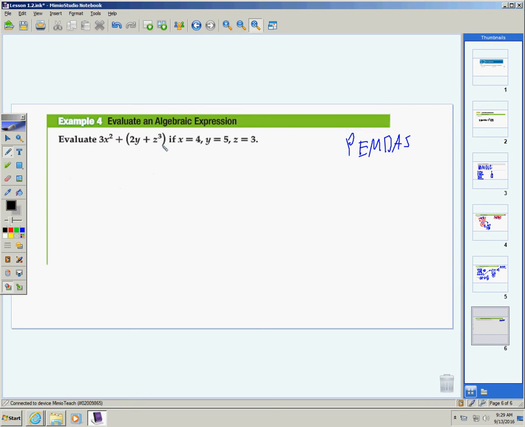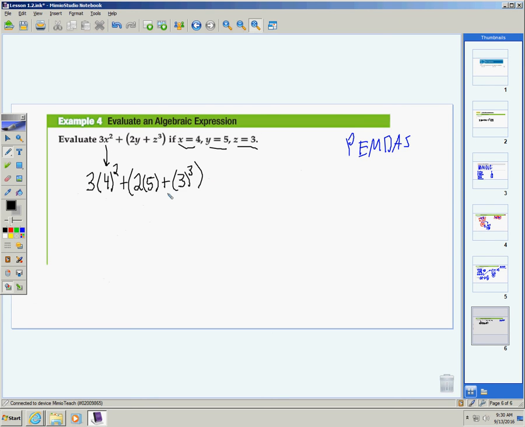Okay? First thing, they tell me what all these variables mean, which means I'm just going to plug in the values for each of the variables. But remember, whenever you plug in a value for a variable, you have to put it in parentheses. So instead of just having 3x squared, I'm going to have 3 times (4) squared. I just plugged in a value for that x. Plus, parentheses 2, plug in my y value of 5, plus my z value of 3. And there we go. It's already starting to look better because now I don't have any letters. I've just got numbers. So now I'm just going to follow PEMDAS.